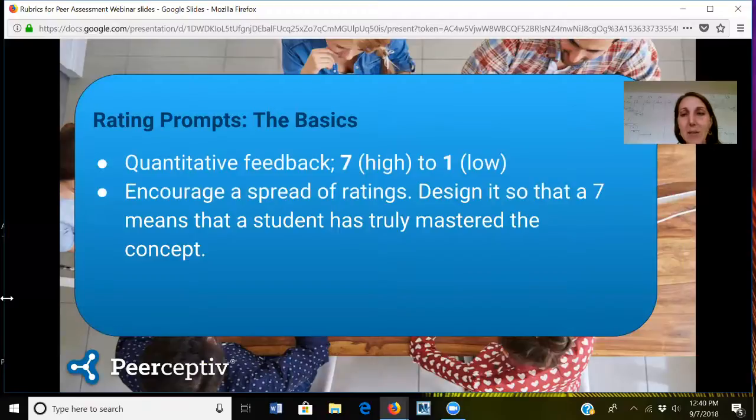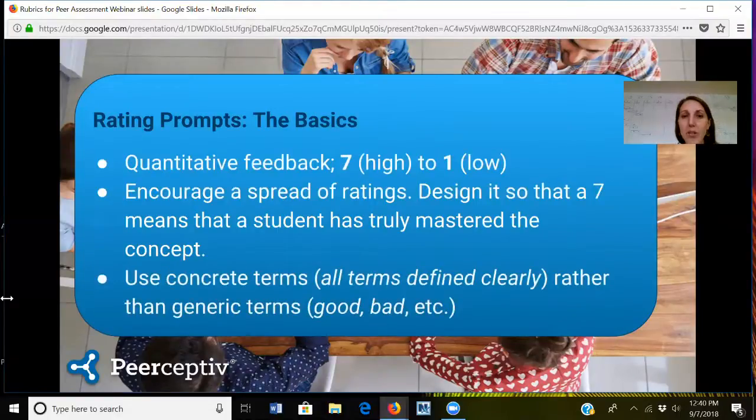Design it so that a 7 means a student has truly mastered the concept. So 7 shouldn't be given because someone has 1 instance of something, or 7 shouldn't be given because it's an okay or average instance of whatever qualities you're looking for. A 7 should mean that the student really did an excellent job in this particular aspect, has mastered it, and is a confident user of the particular form or information.